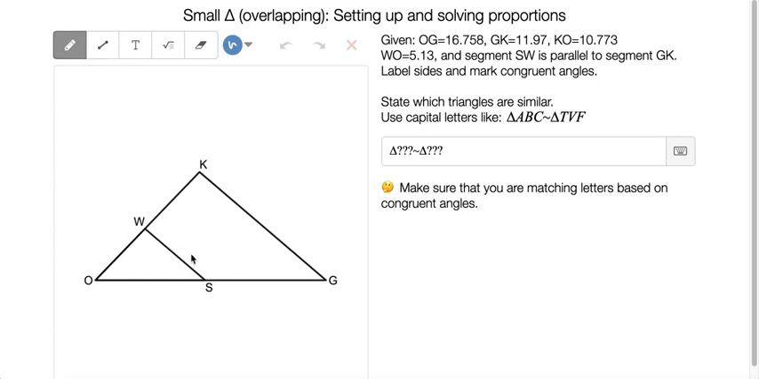We have a small triangle, WSO, and then a big triangle, KGO, that are overlapping and on top of each other. There are a bunch of measurements here. Let's transfer them into the figure.